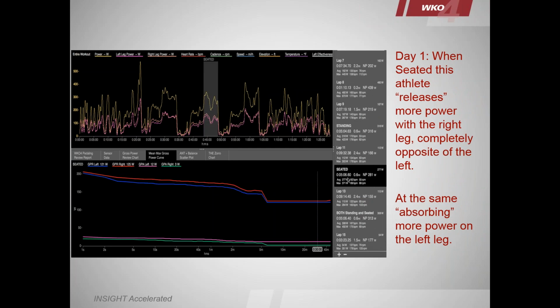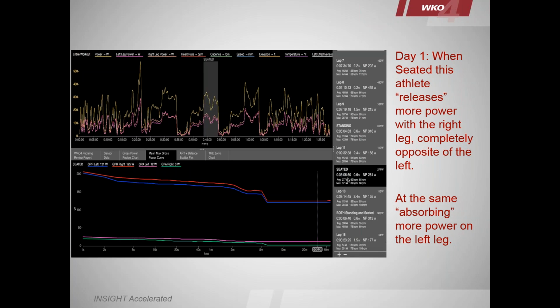Day one again. Now let's look at the seated portion of this interval. Okay, so this is now looking at the athlete and seeing what has happened when they are rotting seated. It is completely the opposite of what they're doing when they're standing. Now the red line, or the right leg, is above the blue line. All right, so the right leg is releasing more power while seated than the left leg is in seated.